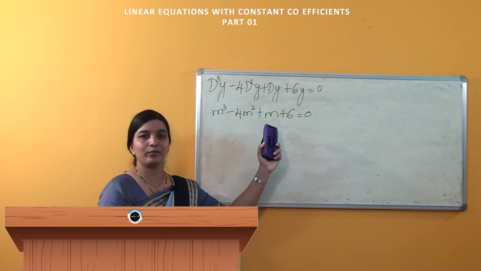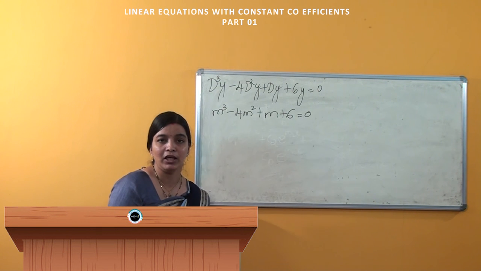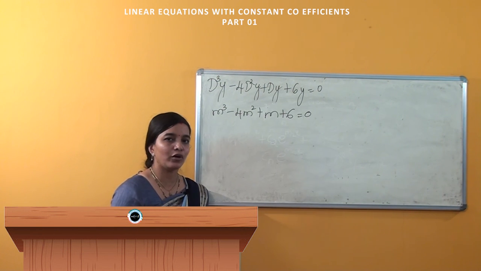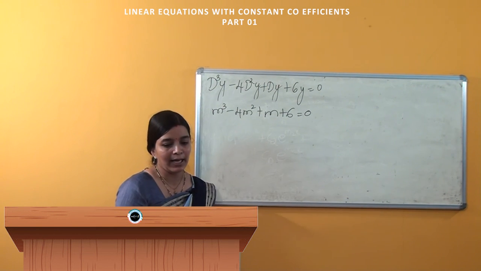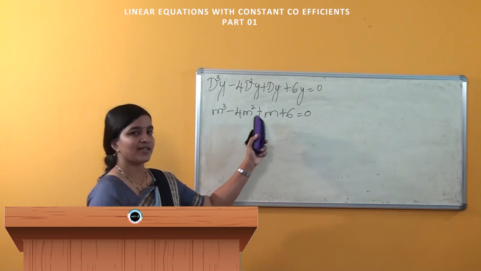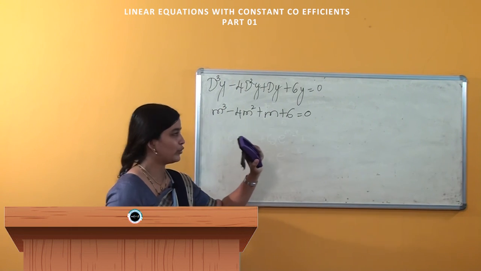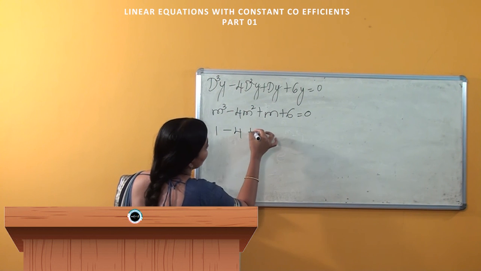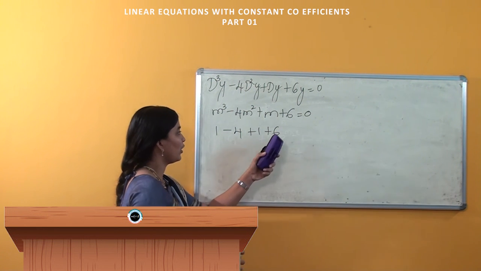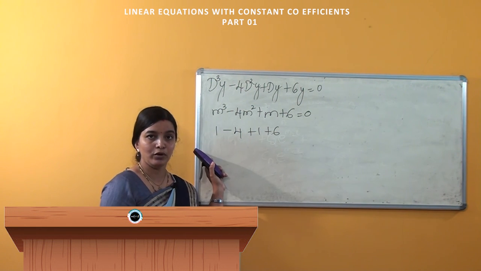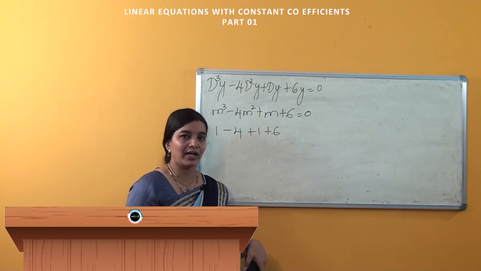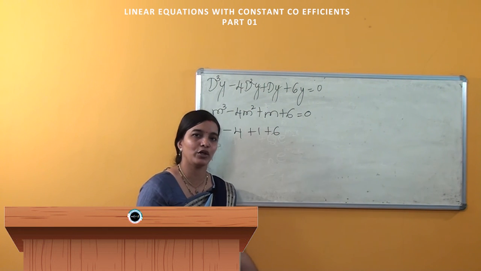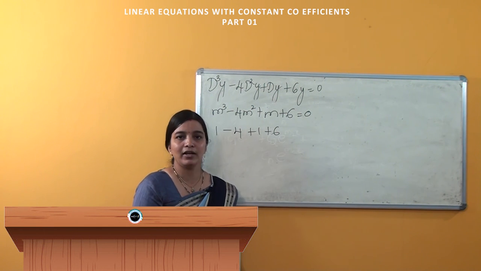This is an equation of power 3. First, we have to find one root of it using the trial and error method. Clearly, if I substitute 0, I'll not get 0. If I substitute 1, I'll get 1 - 4 + 1 + 6; you can observe here, you will not get 0. So what if I substitute -1, whether I'll get 0 or not? We'll see that in our next class.